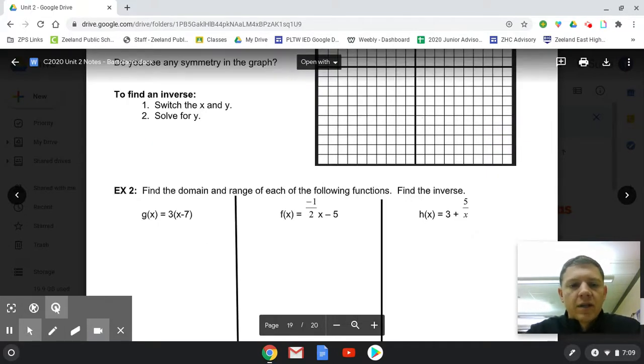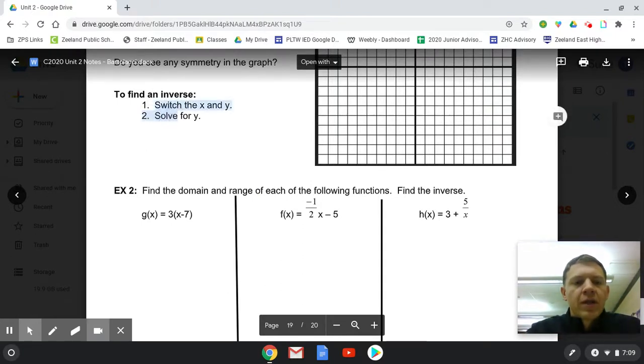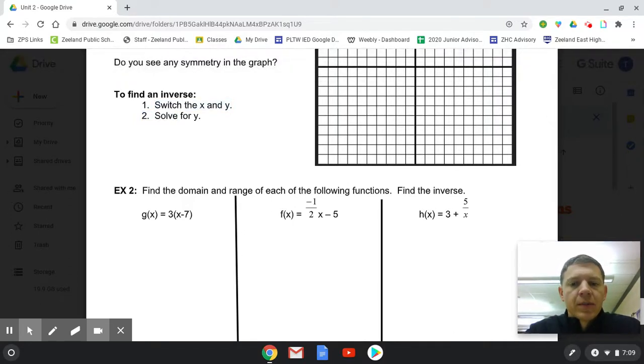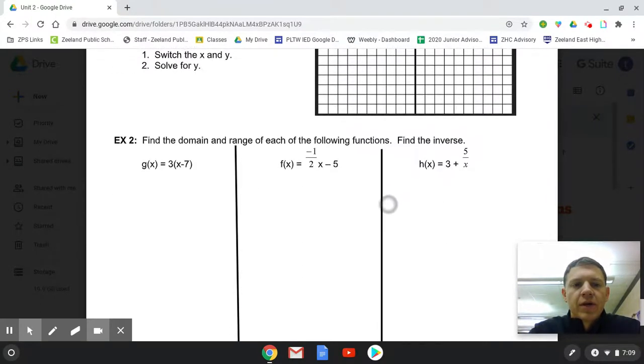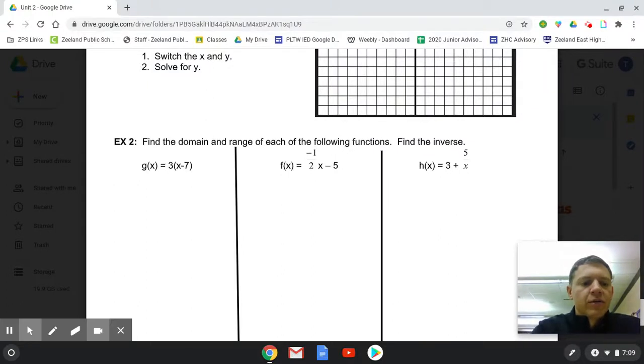We can easily find inverses when given a function or an equation. First, let's look up here. To find an inverse, we need to first switch the x and the y, and then solve for y. And it's as easy as that. If you know how to literally rewrite x and y as the other one, and then solve an equation, you can find inverses no problem. So let me scroll up a little bit. We need to follow our rules here. So first, switch x and y, then solve for y.